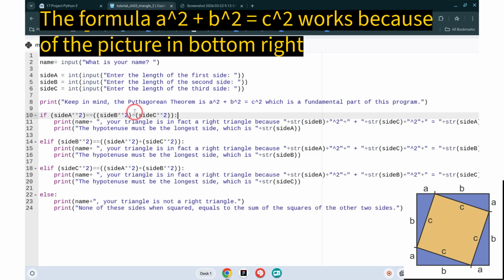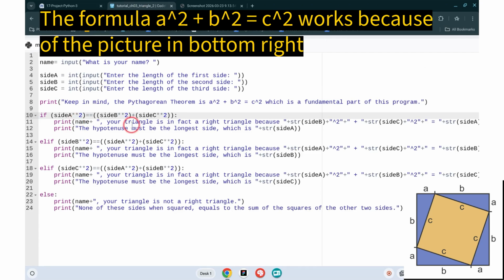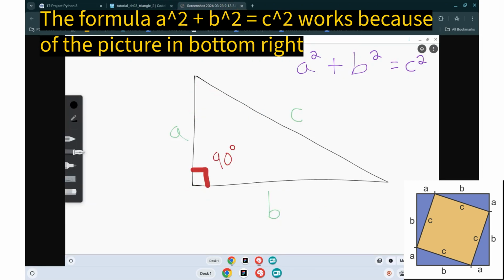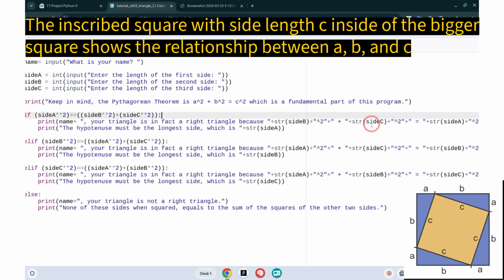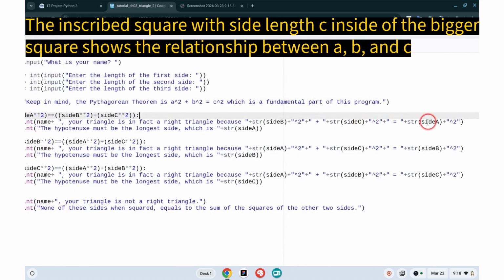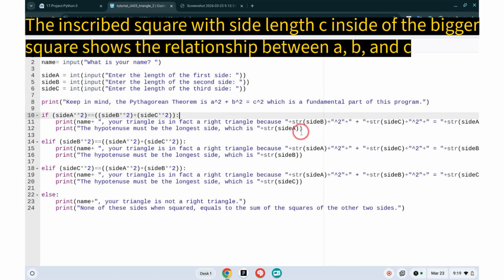So in this first scenario, we're thinking about whether or not side A could be the longest side, which is the hypotenuse, and side B and C are the legs. If so, then it will say your name, and then it will say your triangle is in fact a right triangle because string side B to the power of 2 plus string side C to the power of 2 equals string side A to the power of 2. The hypotenuse must be the longest side, which is string side A, as I mentioned before, because it's being set equal to the sum of the squares of these two.